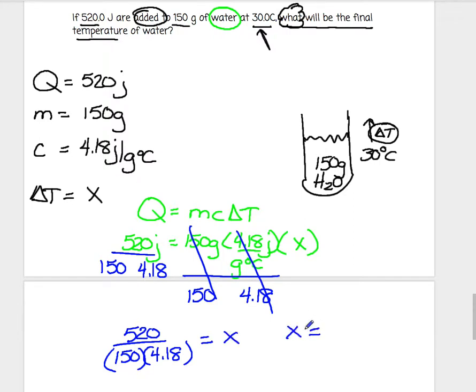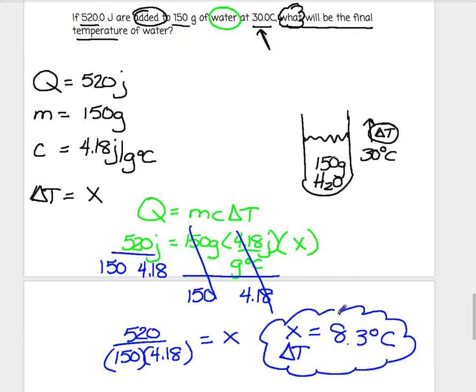If you are going to put this in your calculator, make sure that you put the top number in your calculator first. 520 divided by 150, and then hit equals, and then hit divided by 4.18. When you do that, you're going to get 8.3 degrees Celsius. That's the change in temperature. That's not my answer. That's just giving me the change. The water started at 30 degrees. It's going to increase in temperature because I added heat to it. When I added heat, it went up 8.3 degrees.